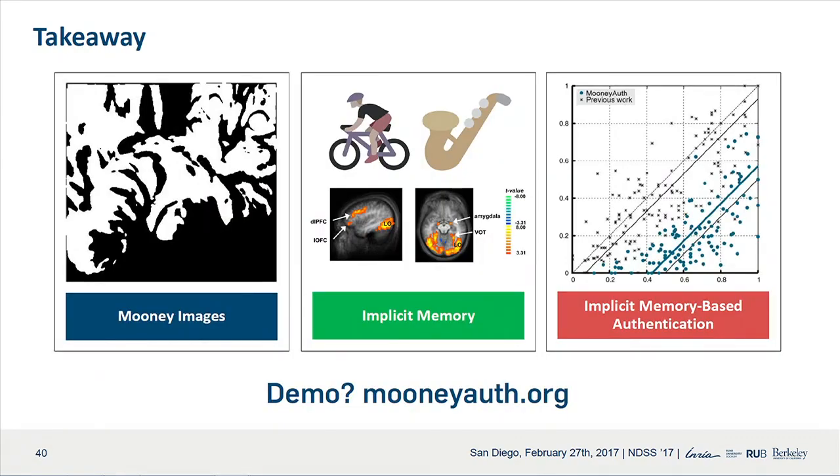Okay, so the takeaway of my talk is that there are Mooney images, and they can be used to trigger the implicit memory in your brain. And with this implicit memory, you can build an authentication system that relieves the user from explicitly remembering a password. And if you are curious and want to see more of those images, you can visit MooneyAuth.org, where we have a prototype implementation. And with this, I'm finished, and if you have any questions, feel free to ask them now.